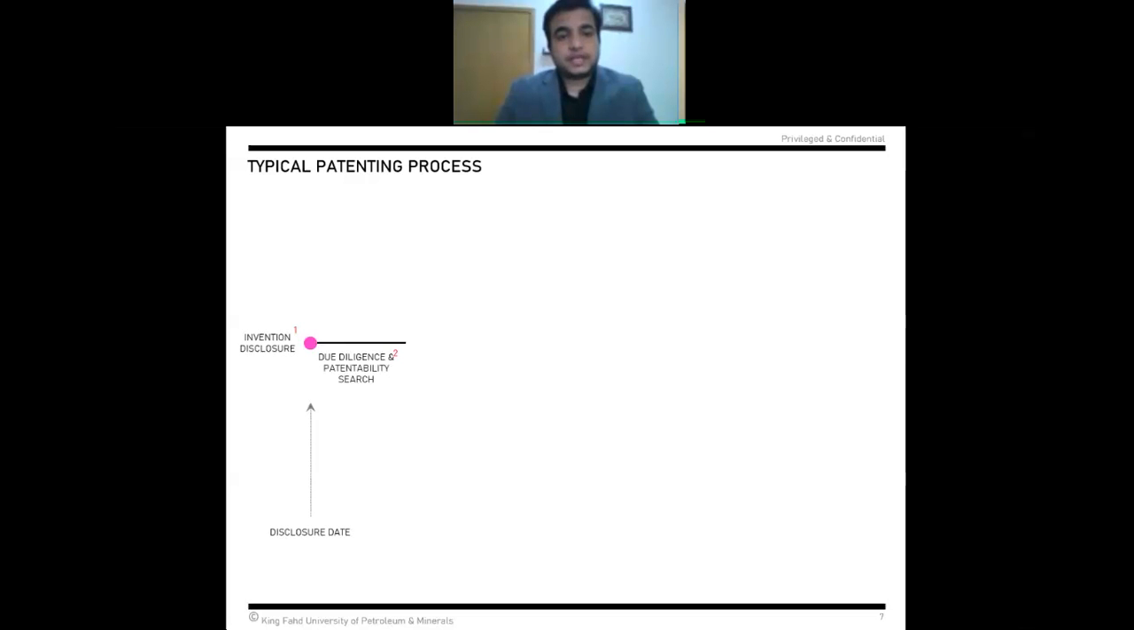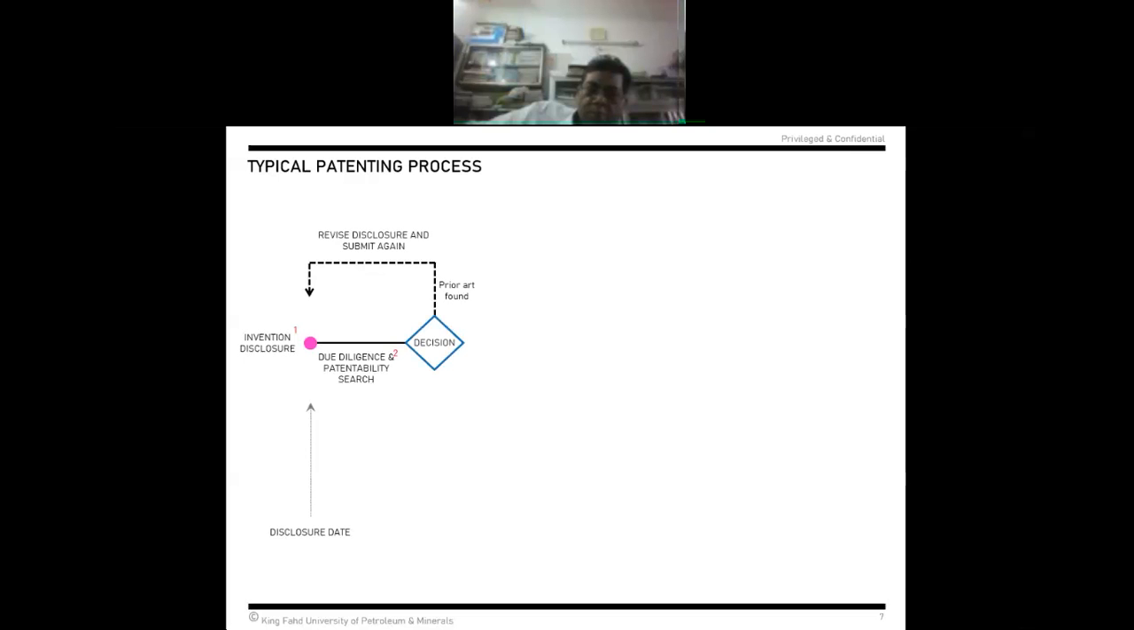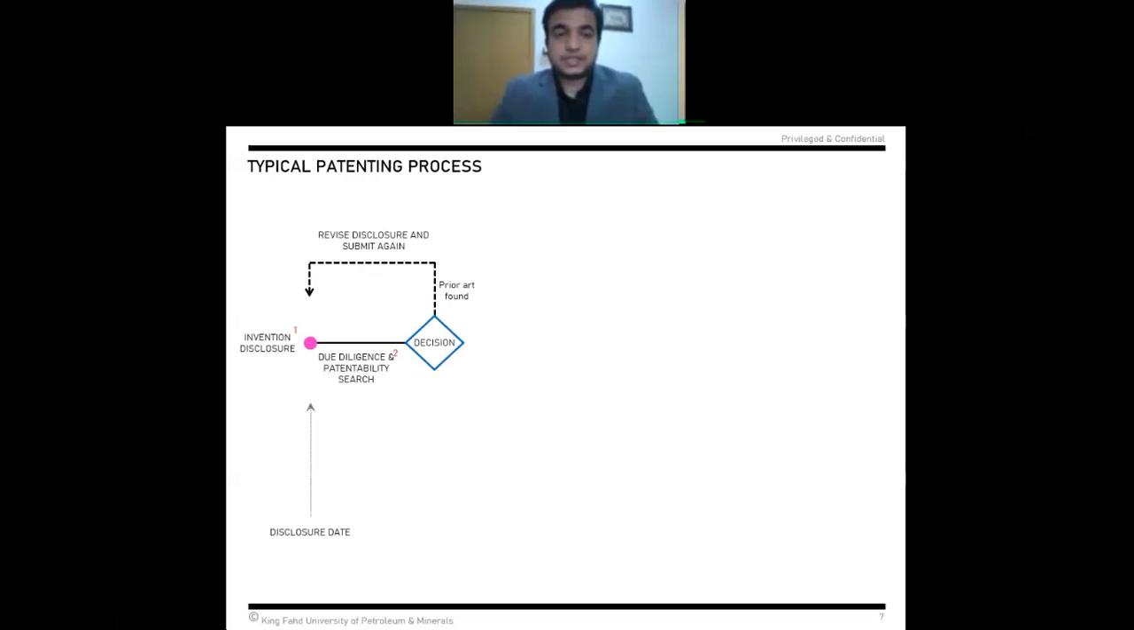This is followed by due diligence and patentability search. Once an inventor discloses an invention to a university's patent office, the patent office does its own due diligence and search to see if the invention qualifies to be a patent. Does the invention satisfy the criteria to get a patent? If it does not, if it is found by the patent office that the invention is not new and someone else has already made such an invention, then the inventor is asked to revise or improve his invention so that it becomes patentable. But if prior art is not found, and if it is found that the inventor satisfies the criteria to get a patent, then the next step is to prepare a patent application.